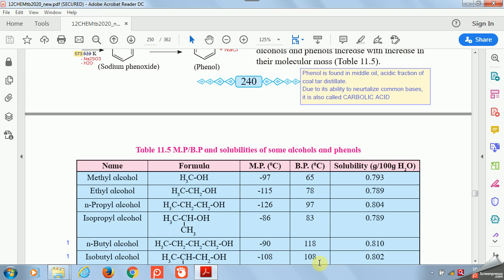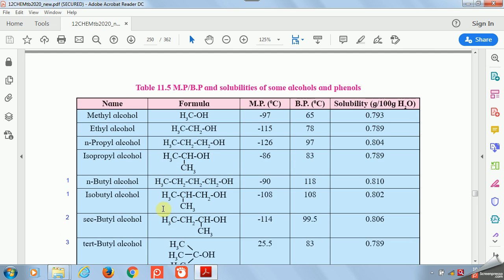And if you observe two molecules having the same molecular mass, N-propyl alcohol and isopropyl alcohol, what is the difference? The difference is that N-propyl alcohol is straight chain and isopropyl alcohol is branch chain. But if you observe their boiling point, molecular mass is the same but boiling point is different. So a branch chain alcohol or branch chain compound has less boiling point than a straight chain compound. So isopropyl alcohol has less boiling point than N-propyl alcohol.